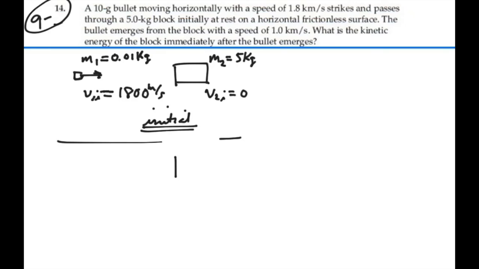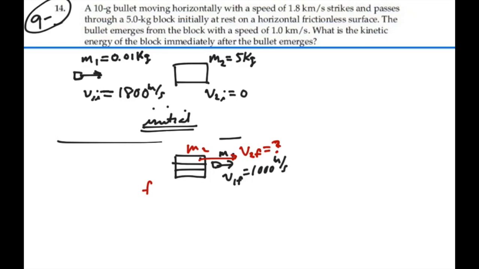Finally, the block's going to have a hole in it because the bullet's passed all the way through, and the final velocity of the bullet is 1,000 meters per second. This is mass 1. But the block is moving as well. So there's a final velocity for the block. We don't know what that is, but we can calculate the final kinetic energy if we knew it. And then, of course, this is mass 2. So this is the way things look finally.